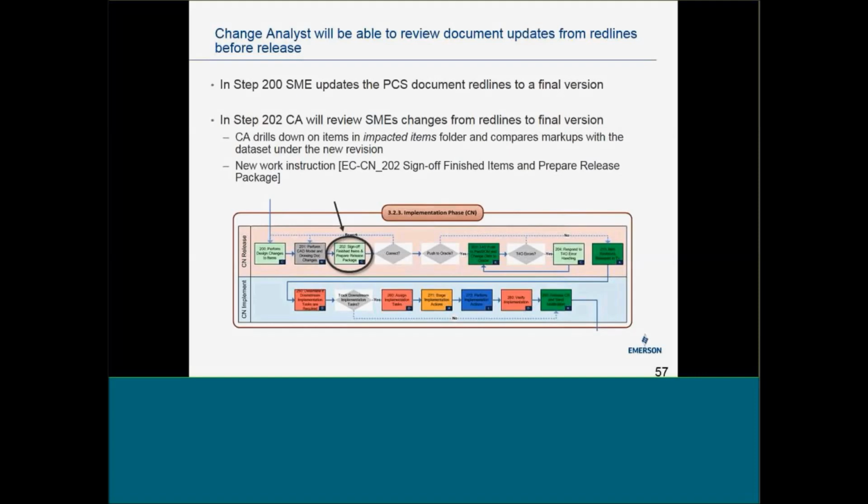So in step 200, the SME will update the PCS document red lines to a final version. And in step 202, the change analyst will review the SME's changes from the markups to the final item. And there's a new work instruction on this that will be available for change analysts.